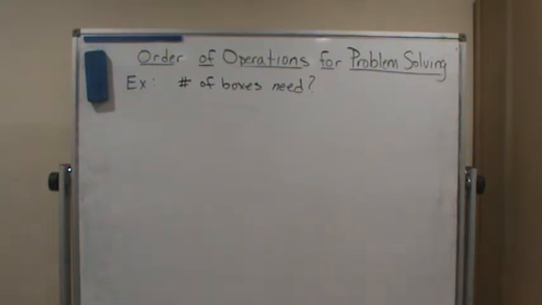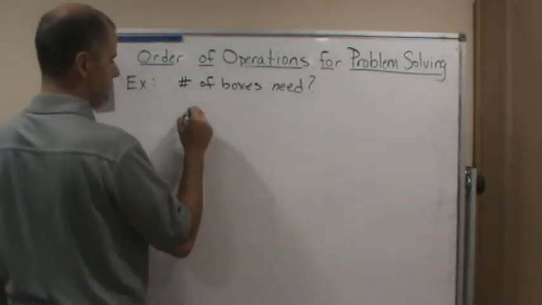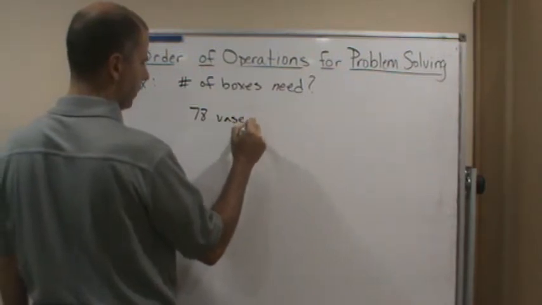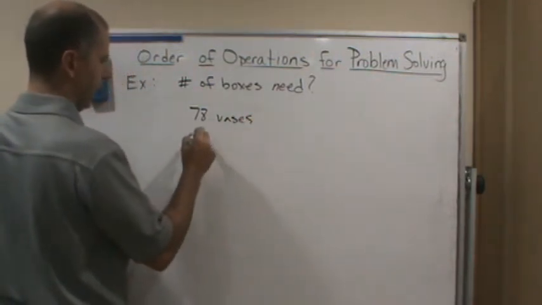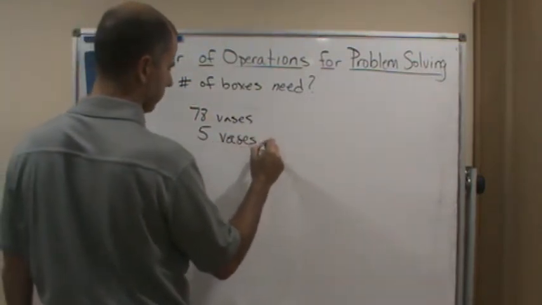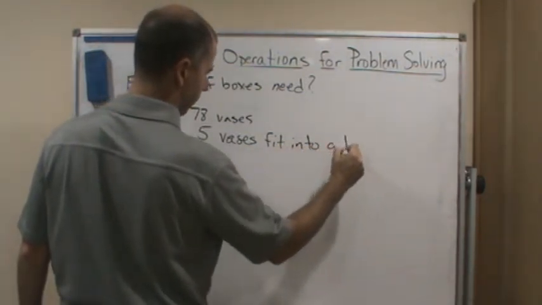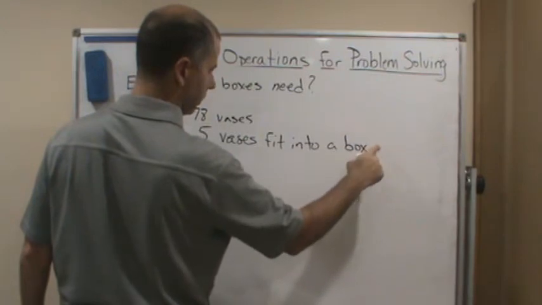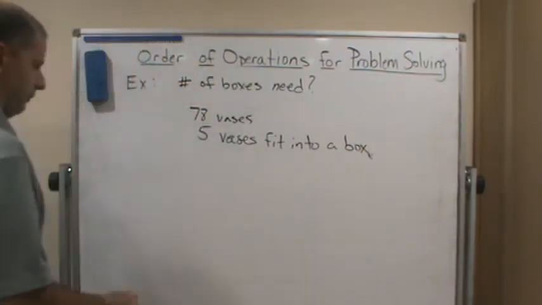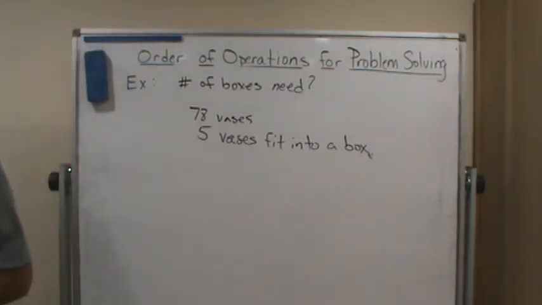Now, what is known? Well, we have 78 vases to be shipped, and each box can hold 5 vases. So we have 78 vases to ship, and each box holds 5 vases.